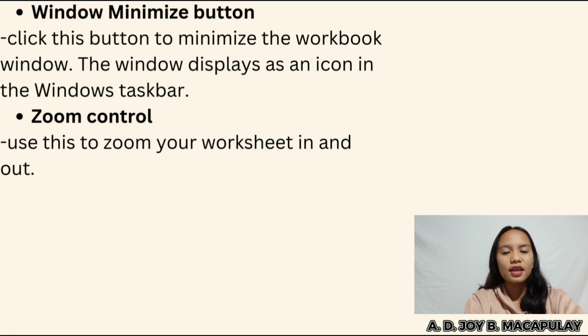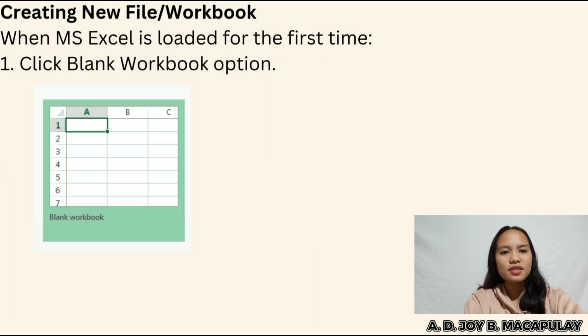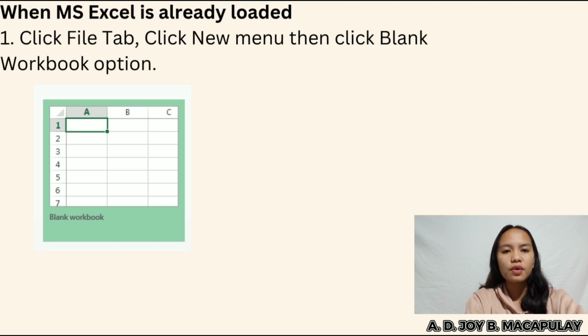The last is the Zoom control. Use this Zoom control to zoom your worksheet in and out. Now, follow these steps in creating a new file or workbook. When Microsoft Excel is loaded for the first time, click the blank workbook option. Next, when it's already loaded, click the File tab, click the New menu, and then click the blank workbook option.